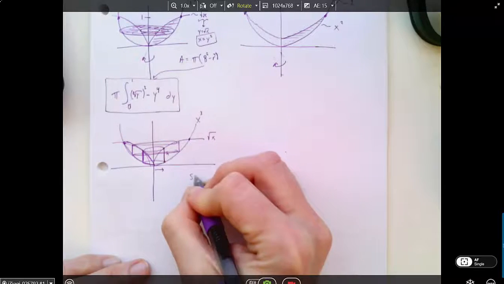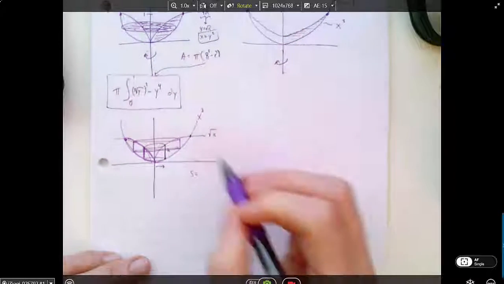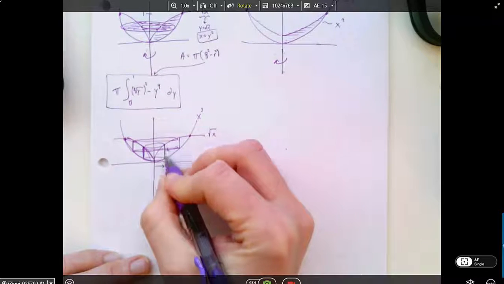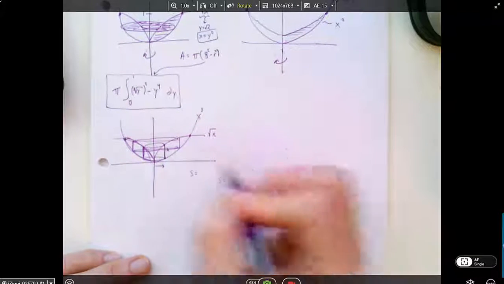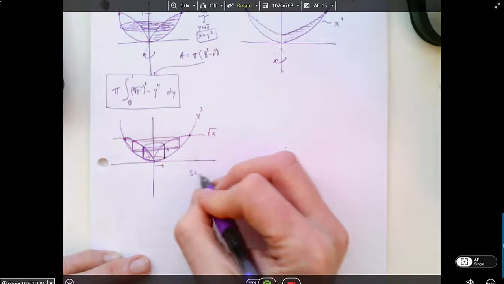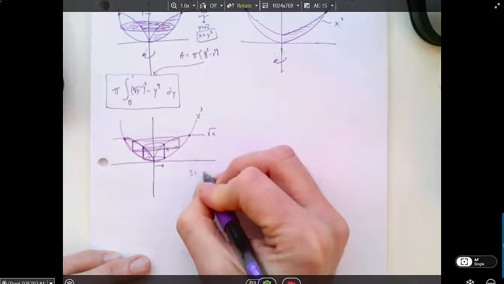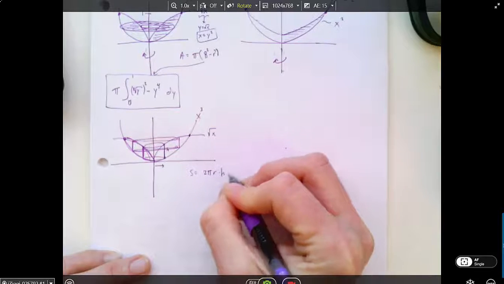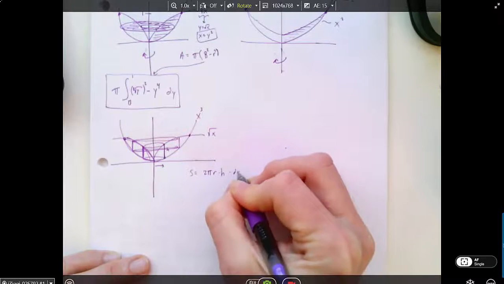remember the shell volume equation that we had looked at in class: it's the circumference times the height times that infinitesimal thickness. So the circumference is going to be 2 pi r times the height times our infinitesimal thickness.